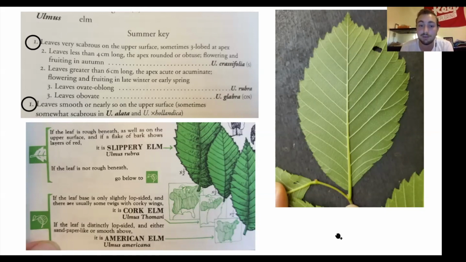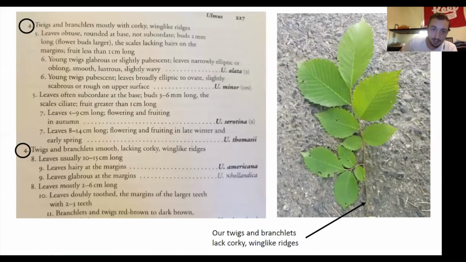So because it's not rough, we're going to go the 2B route, because slippery elm is almost rubra right here. So we want to go away from that species. We're going to choose 1B. But remember that there's also the alternating bark feature, but neither of these keys actually refer to it at this moment.